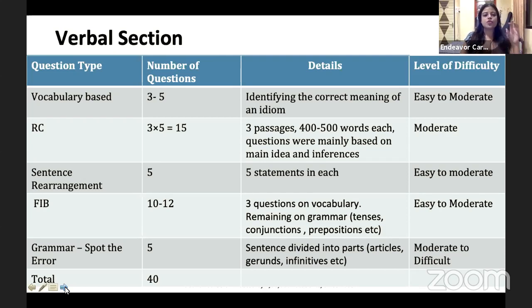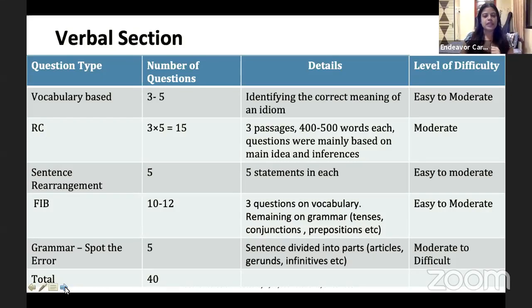RCs also included questions on tone, on source of the passage, right? And a couple of vocab-based questions and a couple of reference to context questions, in the sense that they asked questions about what does the author mean by certain words or certain sentences in the last paragraph or the first paragraph of the passage.